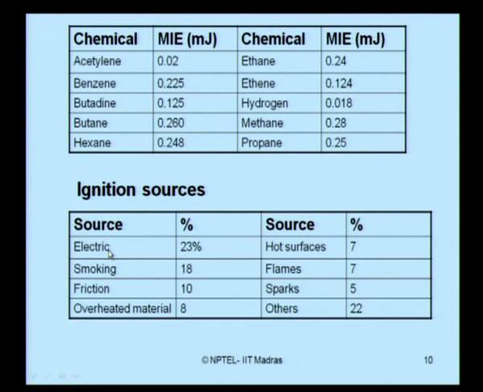If you take electric as an ignition source, generally the contribution to ignition is about 23%. Smoking is about 18%. Friction, which develops heat and also causes ignition, is about 10%. If you already have any overheated material present in the scenario or process, it may contribute 8%. Hot surfaces may contribute 7%, flames can contribute 7%, sparks can contribute 5%, and others put together can contribute 22%.